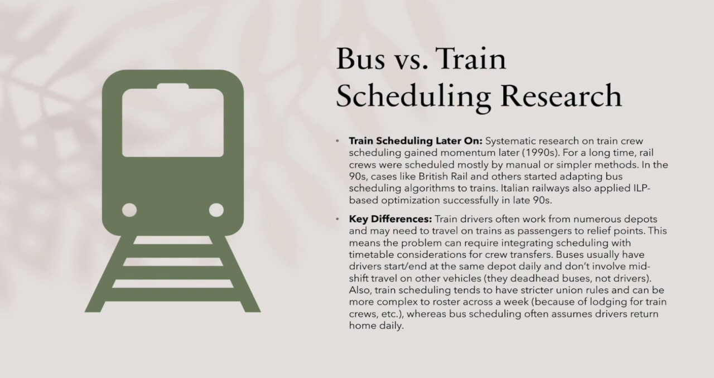The key difference is that train drivers often work from numerous depots and may need to travel on trains as passengers to relief points. This means the problem can require integrating scheduling with timetable consideration for crew transfers. Buses usually have drivers start and end at the same depot daily and don't involve mid-shift travel on other vehicles. Also, train scheduling tends to have stricter union rules and can be more complex to roster across a week, whereas bus scheduling assumes drivers return home daily.